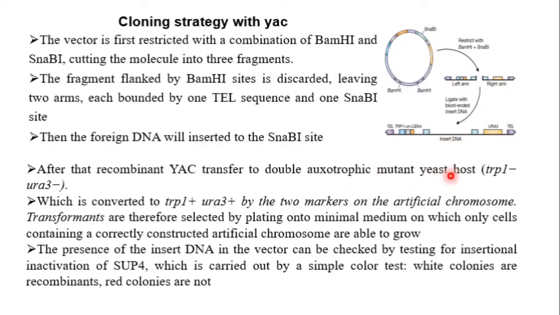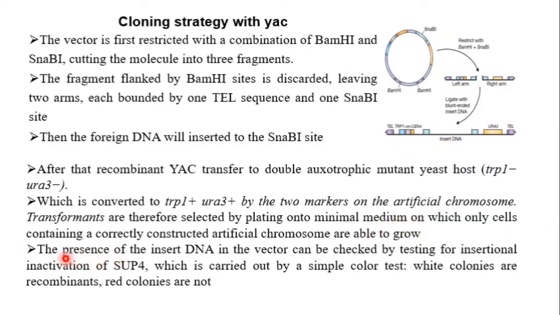When this recombinant DNA enters the double auxotrophic mutant yeast cell, the cell will be able to synthesize tryptophan and pyrimidine, so it can survive in the minimal medium. We insert the recombinant DNA into the host cell, and it can survive in the minimal medium. If the cell cannot survive in the minimal medium, that indicates this vector is not transformed.